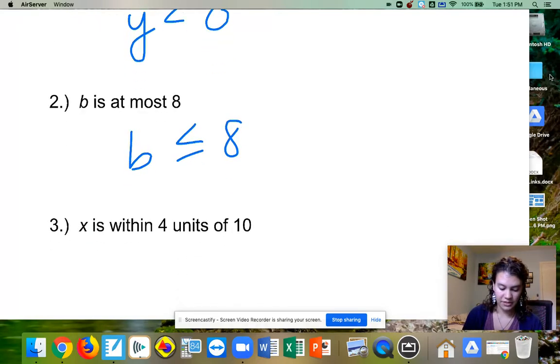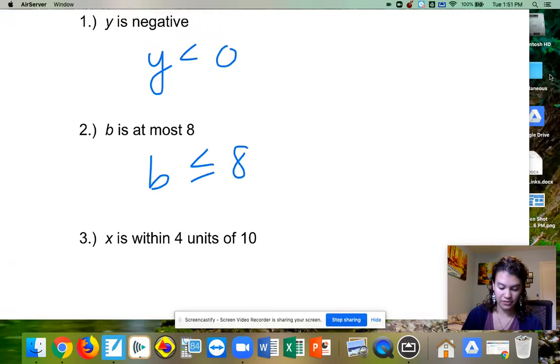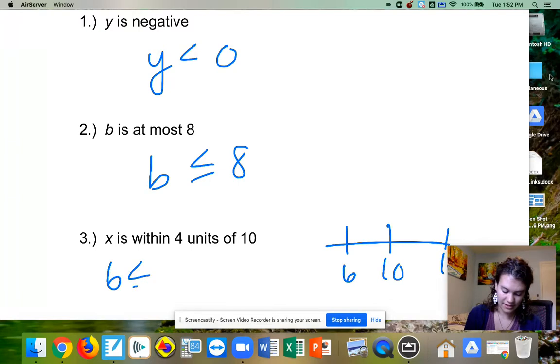And then the last one here, b is within 4 units of 10. So if we're within 4 units, this is 10 here on the number line, we can go 4 up to 14, or we can go 4 down to 6. So we want 6 to be less than or equal to x, which is less than or equal to 10.